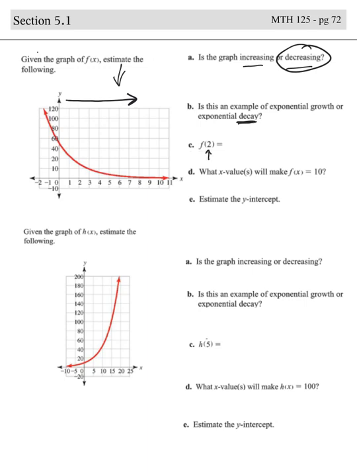The f of 2 is asking us to find 2 on the x-axis and follow it up and over to figure out what the y value would be. In this case, it looks like it's like 15. What x value will make f of x be 10? So I had to start at 10, follow that over and down. I'm going to estimate that an x value of, say, 2.6 will give me an output of 10. The last question is asking you to estimate the y-intercept. This looks like it happens at (0, 50), right between 40 and 60.